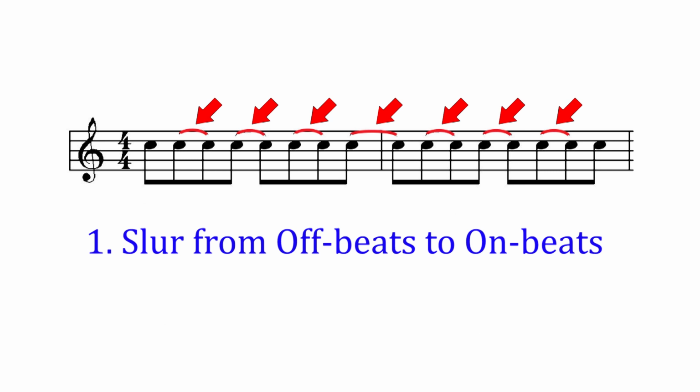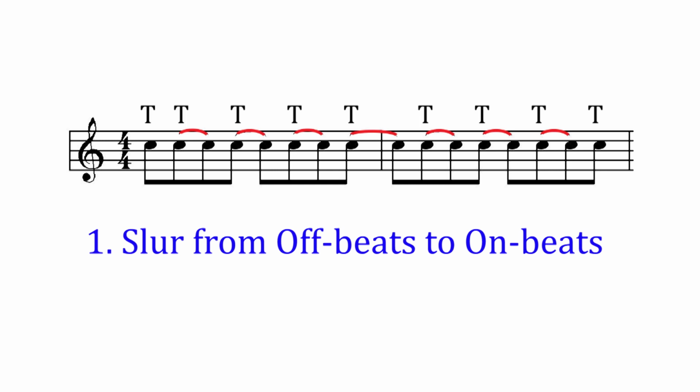Rule 1. Slur from the off beats to the on beats, and generally not the other way around. This will give you an idea where to tongue the notes. So here the first note is tongued, then the next note is tongued and slurred to the following note, and this pattern of tonguing and slurring is repeated until the last note, which is tongued as a single note.